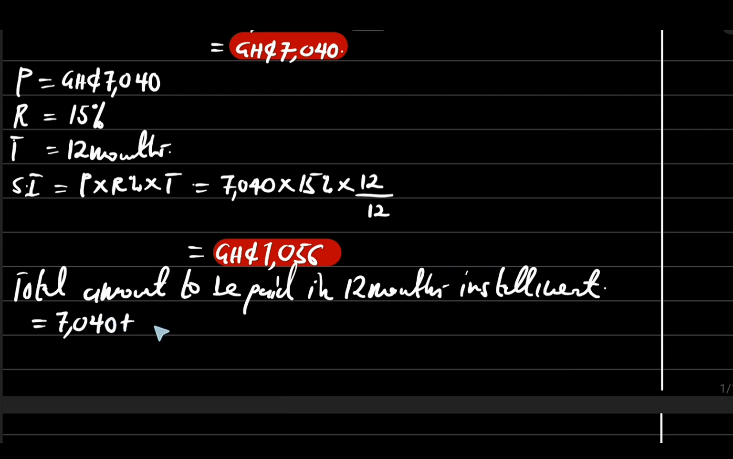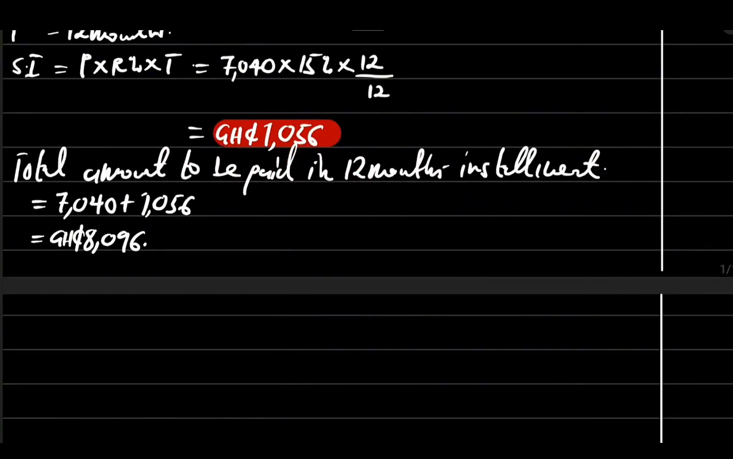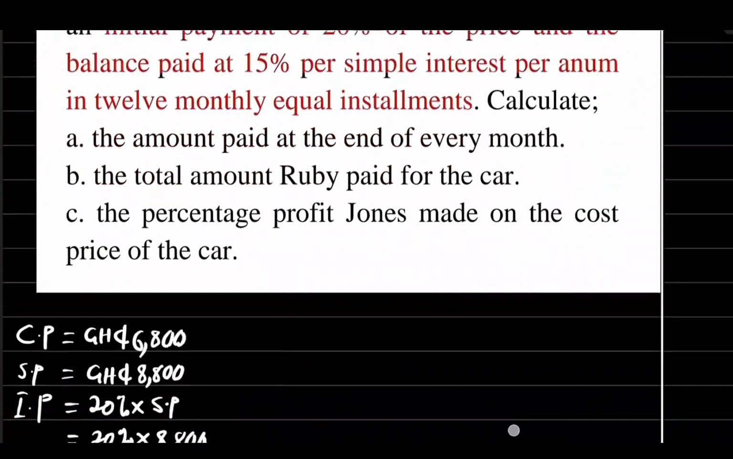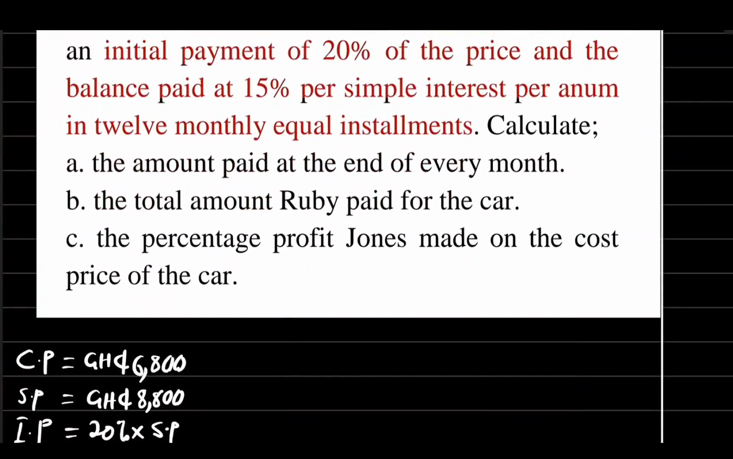So you'll have in here 7,040 plus 1,056. So what do we get in summary? We're supposed to have 8,096. So that becomes the total installment figure in there, right? And then we are good to go. So let's go back to the requirement as you can see here.